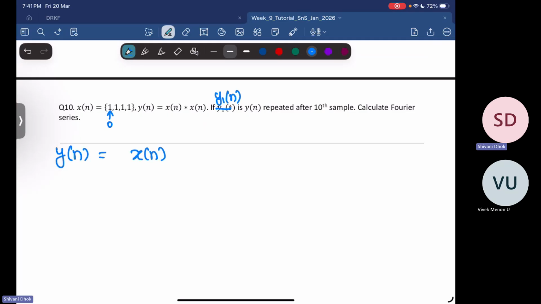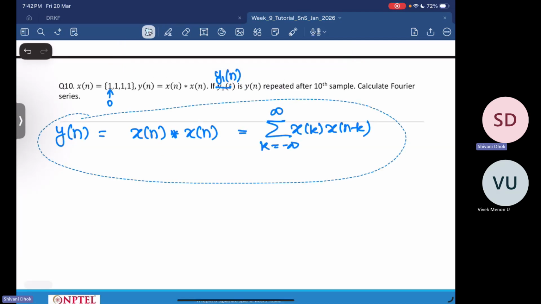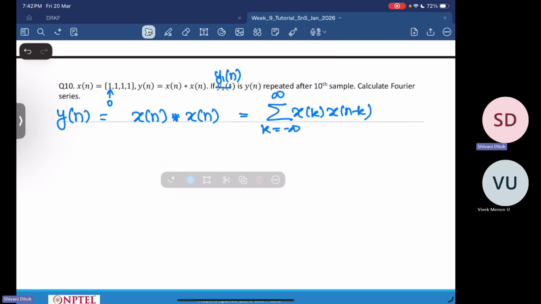x of n convolved with x of n itself. So this is nothing but summation k running from minus infinity to infinity x of k, x of n minus k. This is discrete time convolution, and we need to find this y of n.